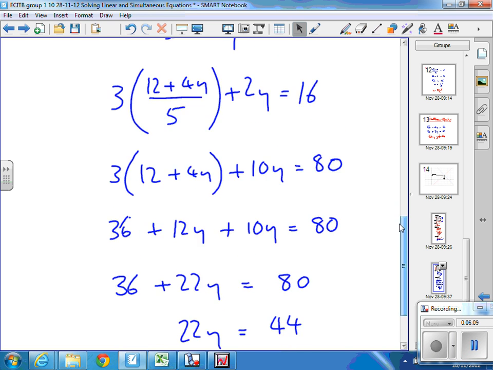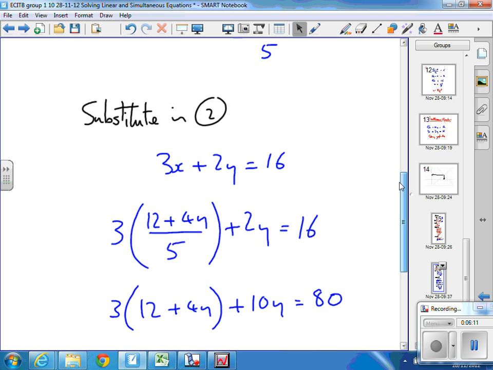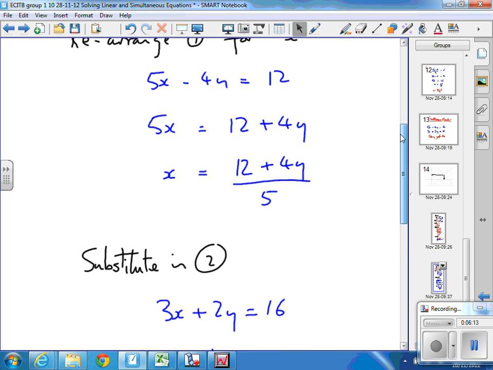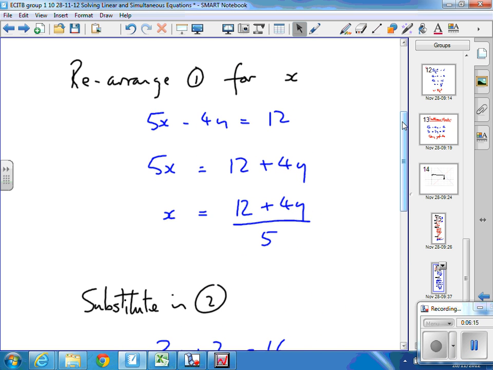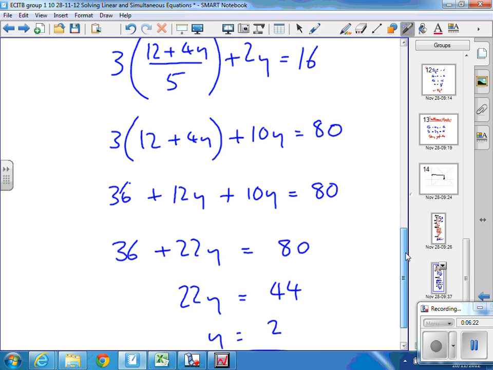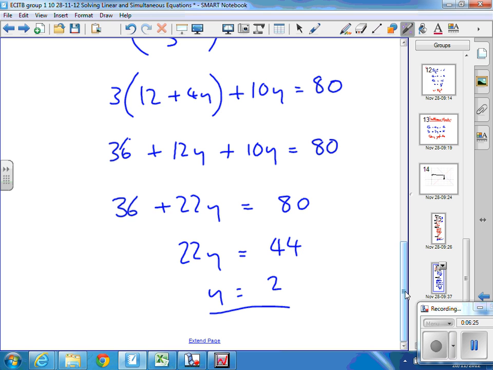The first part is this departure, the new idea: rearranging one of the equations for one of the variables, x in this case, and then substituting that into the second equation. And it does require more confidence with the algebra.